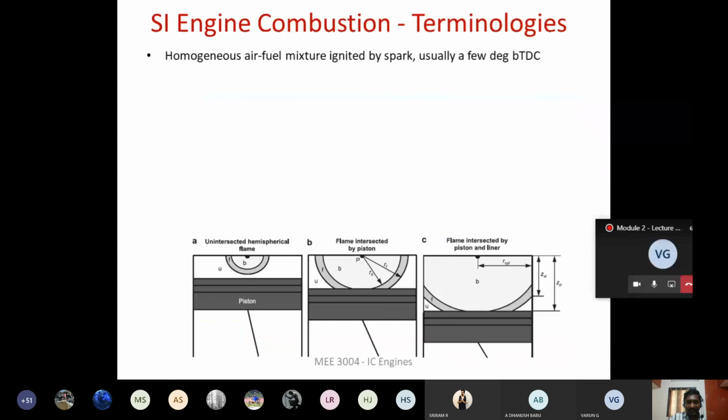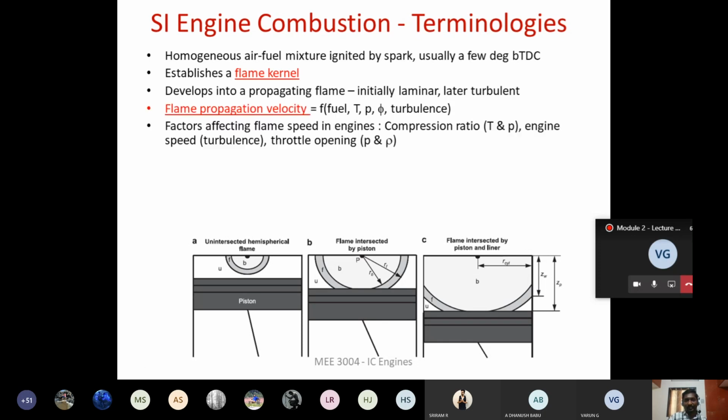If you see here, this is what we are calling the flame front. Here the flame front is not intersected by any object of the engine cylinder. This is represented as hemispherical, and it will be spherical in shape. Subsequently, when the flame front propagates, it is going to reach the crown of the piston, where it is intercepted by the piston top. Then, as the flame front propagates further, it reaches the cylinder wall, and this is where it gets extinguished because it loses heat to the engine cooling water flowing through the cooling water jacket.